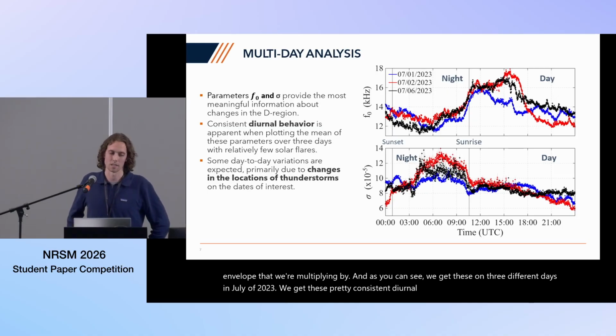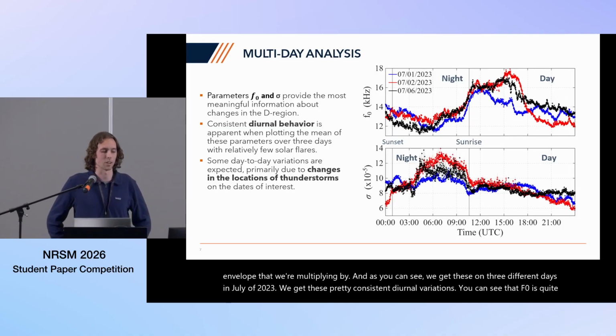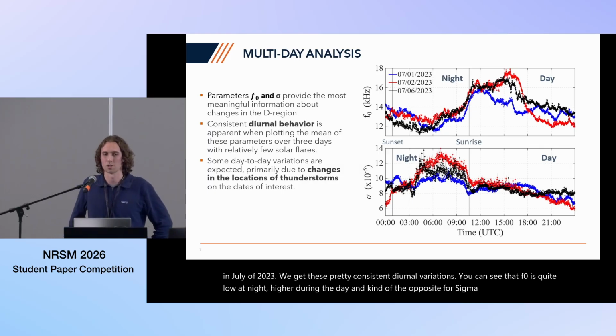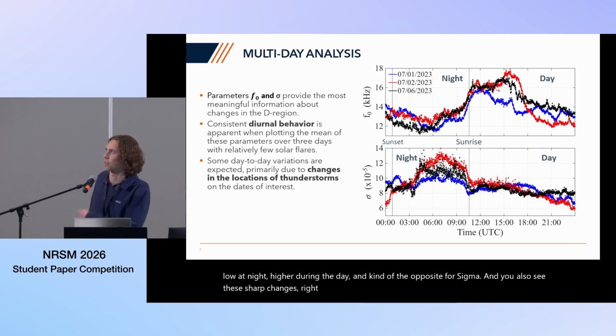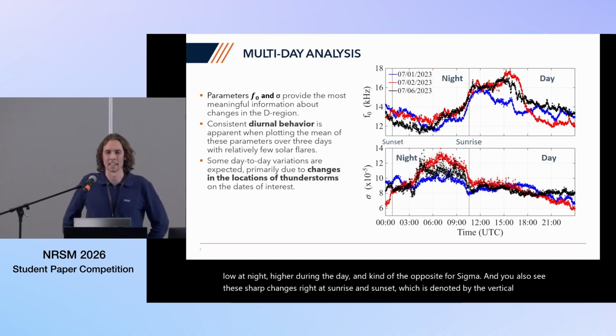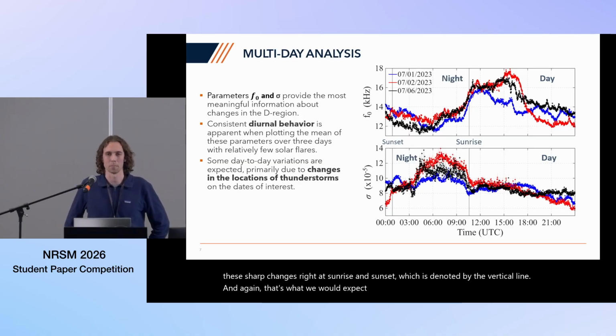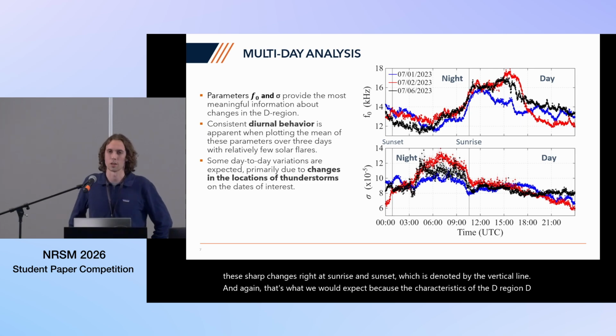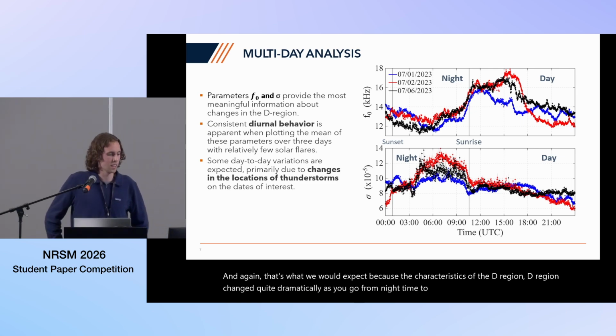You can see the F0 is quite low at night, higher during the day, and kind of the opposite for sigma. And you also see these sharp changes right at sunrise and sunset, which is denoted by the vertical line. And again, that's what we would expect because the characteristics of the D region change quite dramatically as you go from nighttime to daytime and vice versa.